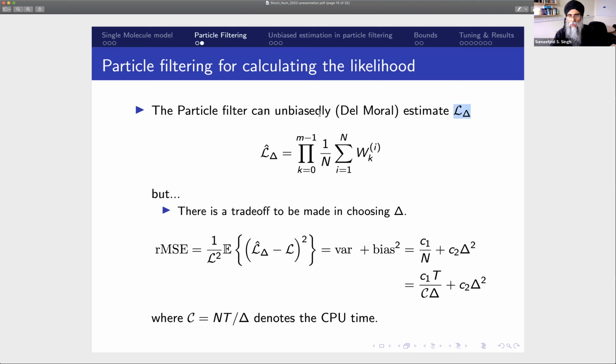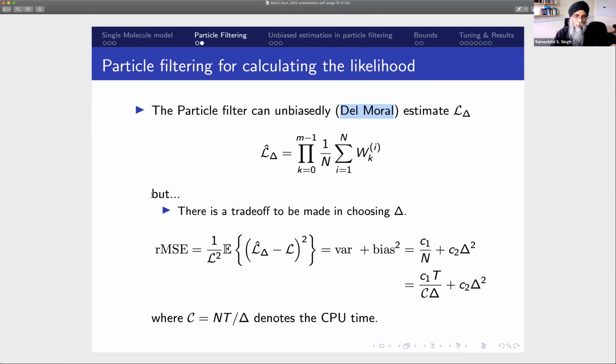So this is an old result, nothing to do with the fact that the algorithm runs in continuous time. It's just a result for discrete time methods. The particle filter will produce an unbiased estimate of L delta. So the expected value of L hat delta will coincide with L delta when we take the expectation over the realized law of the particles. And this result goes back to Pierre Del Moral many years ago.